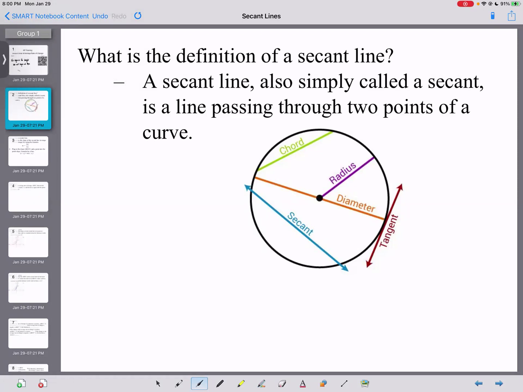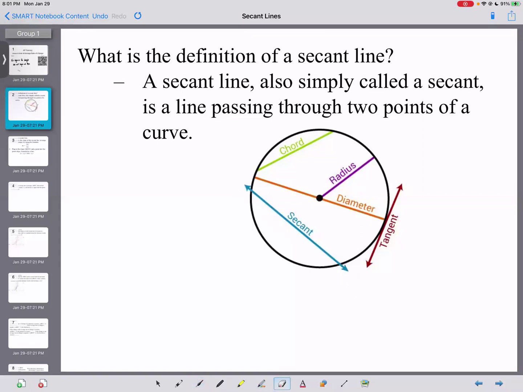So to start off, when I say secant line, just to remind you of the definition, a secant line is any line that cuts through an object at more than one location. Usually we'd say it cuts through a curve. It intersects a curve at more than one location, like that there. That would be a secant line.